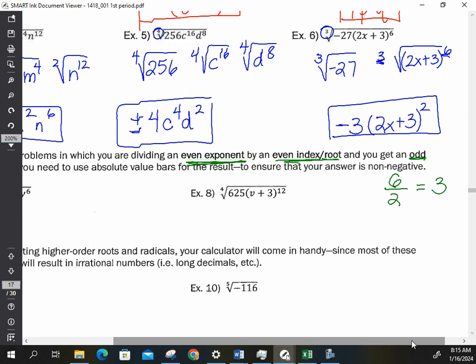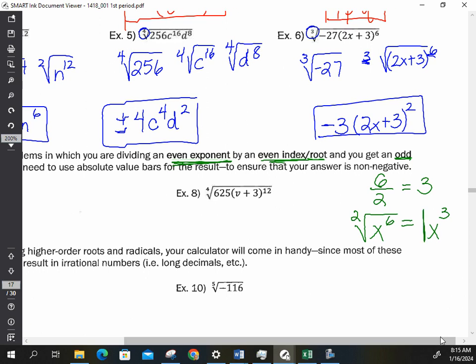So how would this show itself up? You have an even exponent. There's x to the 6. You have an even index, and that leaves you with x to the 3rd. So if this situation occurs, then you put absolute value bars around your answer. The reason why you do that is to make sure that your answer does not pop off and become negative. So x to the 3rd, in this case, you would put absolute value bars around.